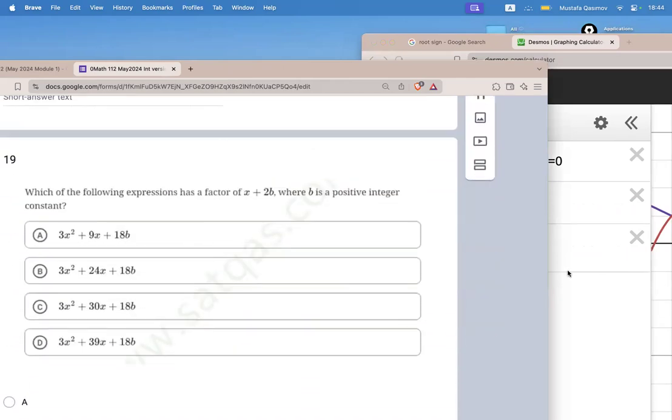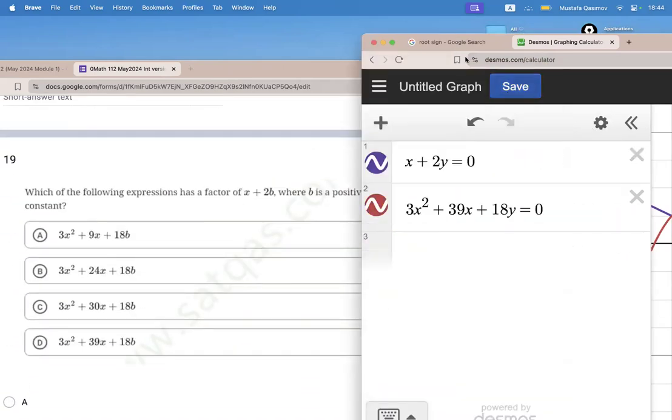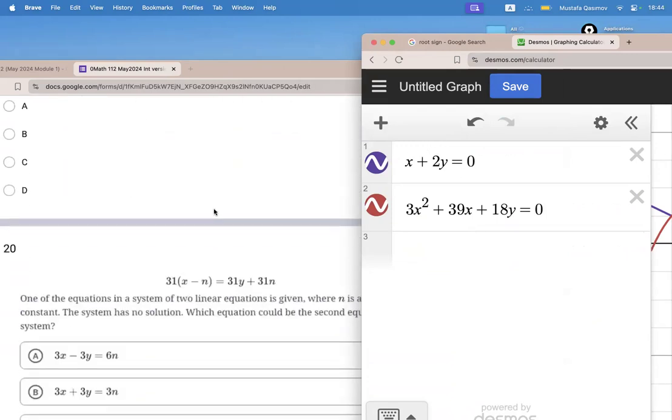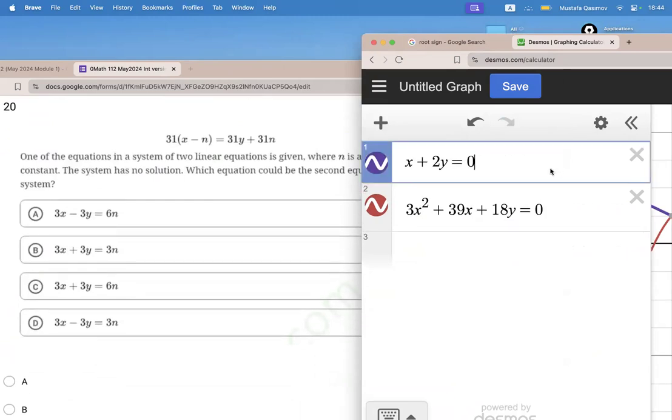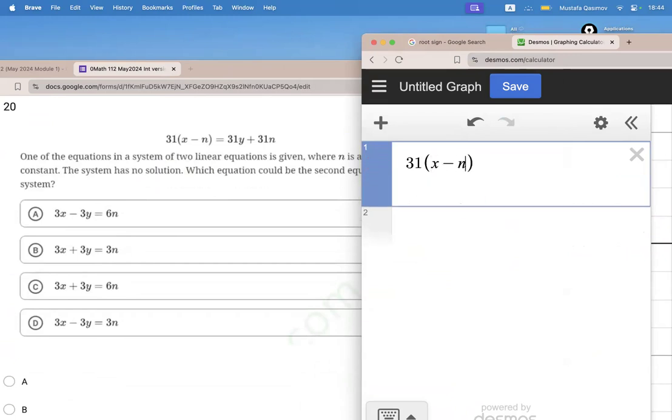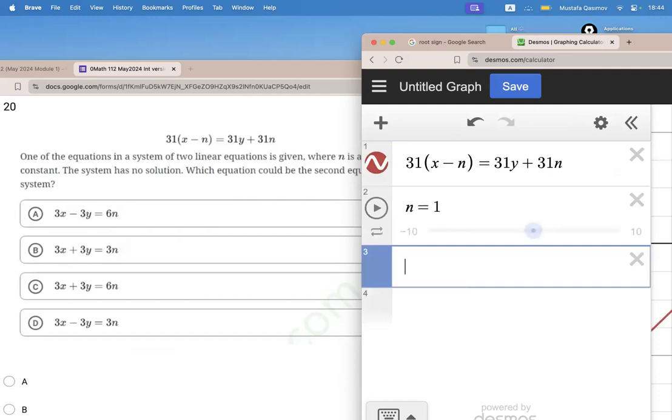Any question from here, from 19? Okay, let's continue. For 20, we can write it in decimals again, 31 multiplied by x minus n is equal to 31y plus 31n. Then we can give a value instead of n, let's say it is 6, for example. Then let's write this option, 3x minus 3y is equal to 6n.